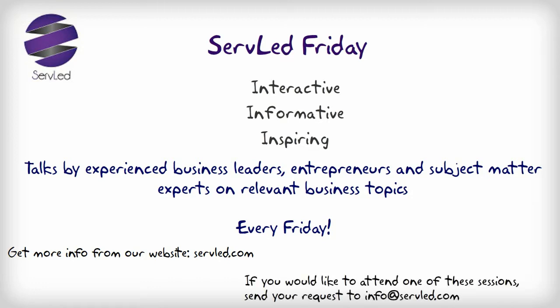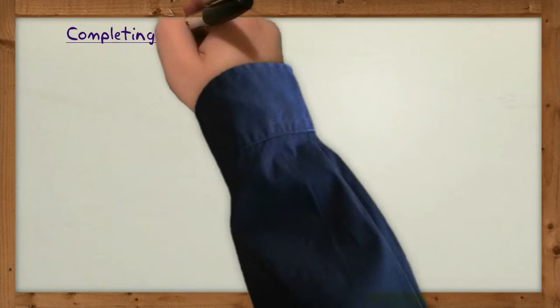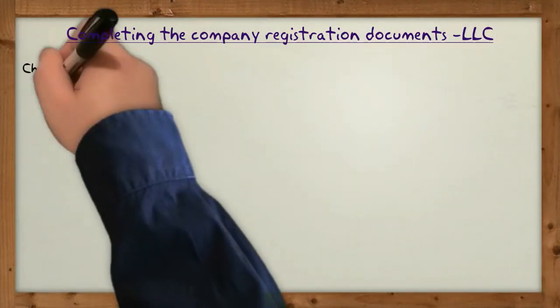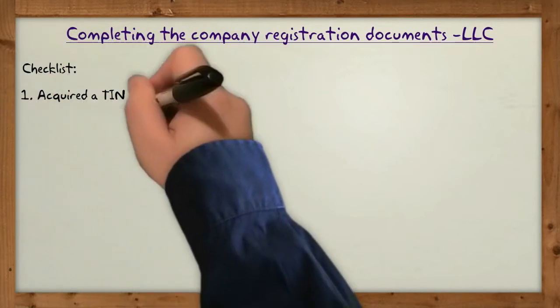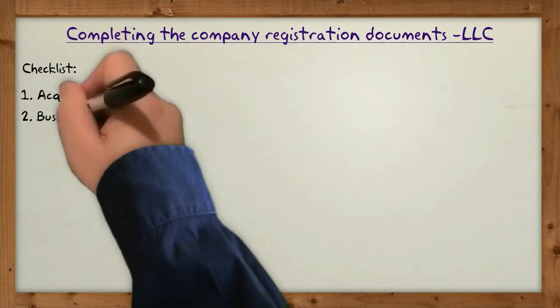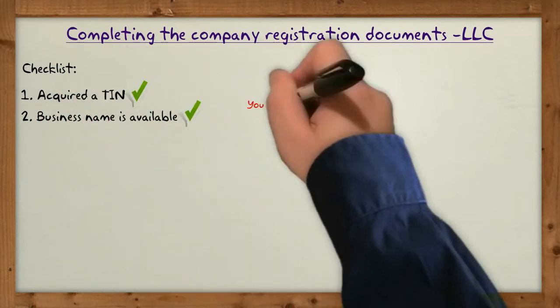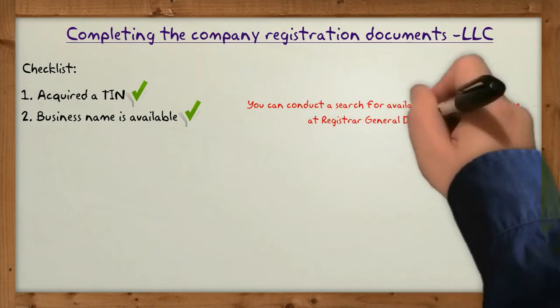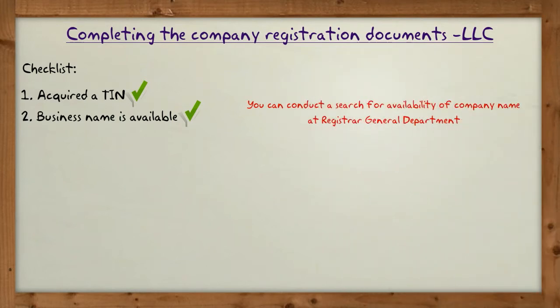Good. So let's get into today's session. Filling the relevant forms for your incorporation, and we'll be focusing on limited liability companies today. That's correct. We already mentioned the TIN, so at this point you already have your TIN. You have chosen your business name, you've done the search to ensure that the name is available, and you know the objects of the business that you're setting up.